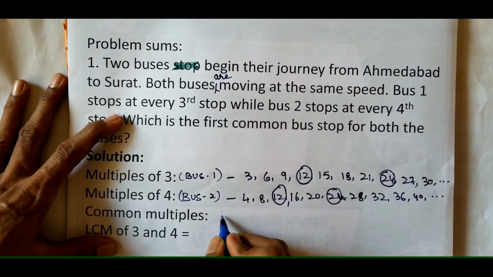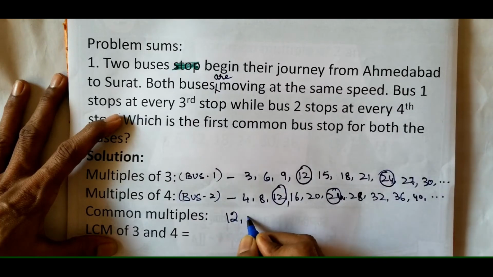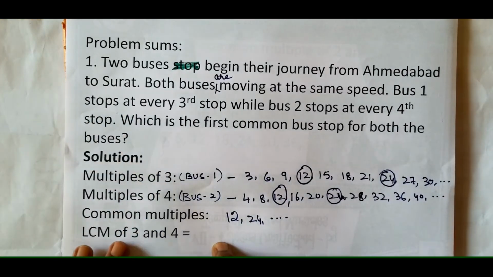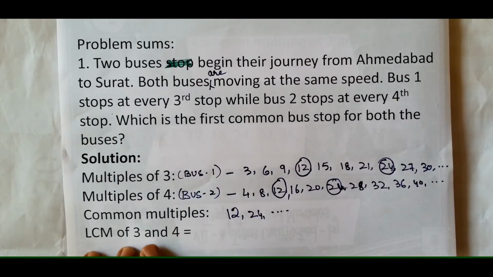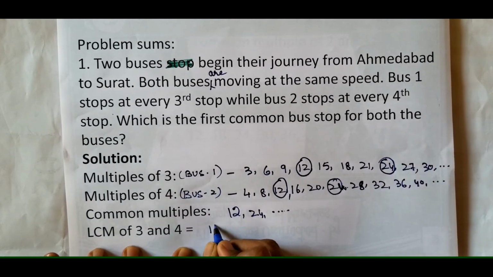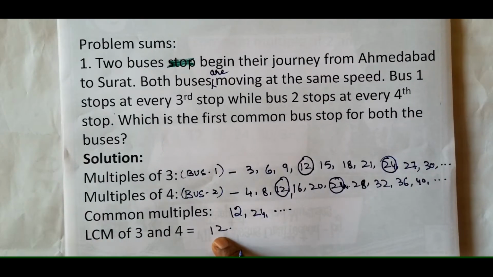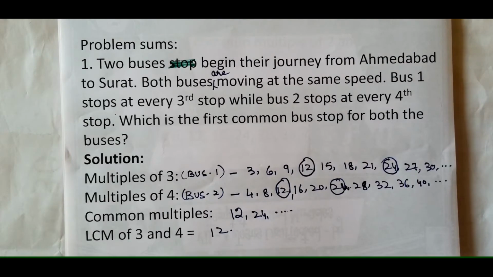So we will write the common multiples here. 12, 24 and so on. Now we want the first common bus stop. That is the least common multiple of 3 and 4, which is equal to 12. So the 12th bus stop will be the common bus stop for both bus 1 and 2. Okay.